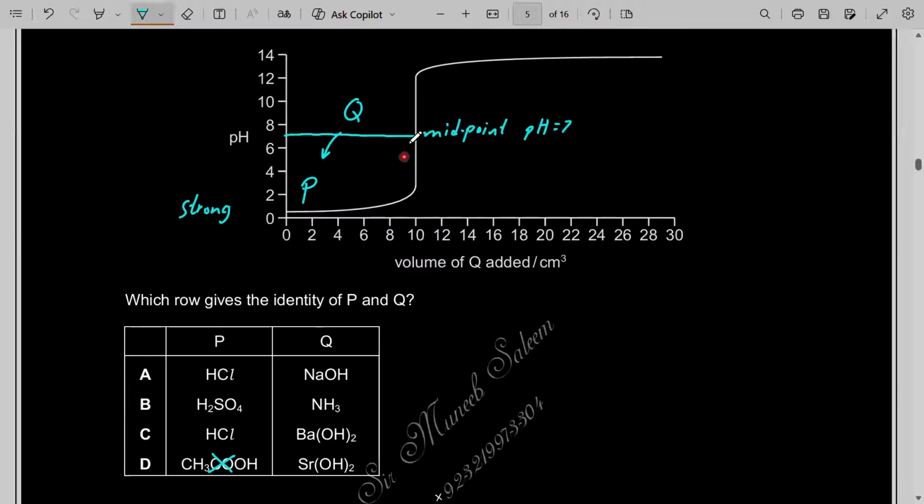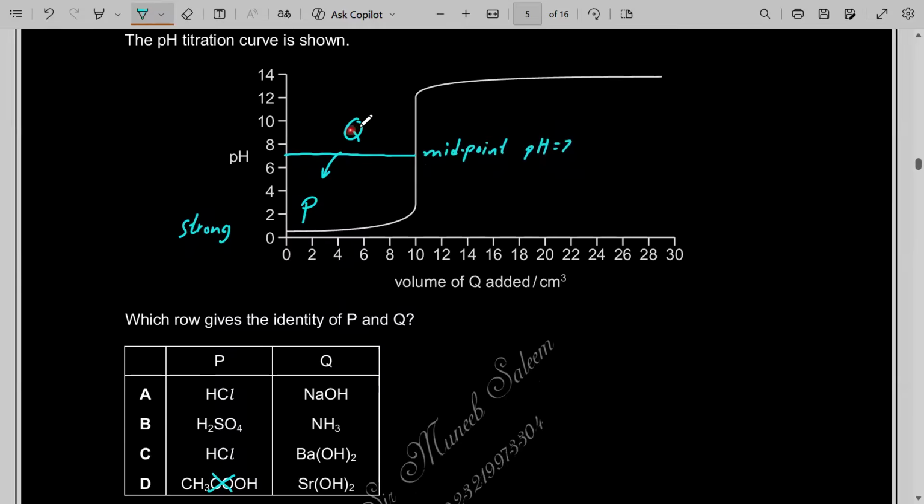So that means it is basically a strong base here. Q will be a strong base, which gives this sharp vertical line. So Q cannot be a weak base. So we are now left with options A and C. Now we have to select what could be the base, whether sodium hydroxide or barium hydroxide.